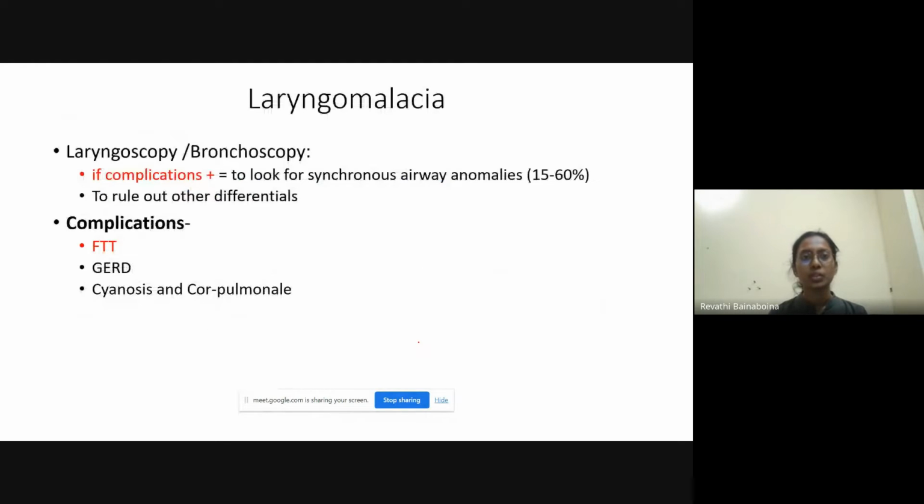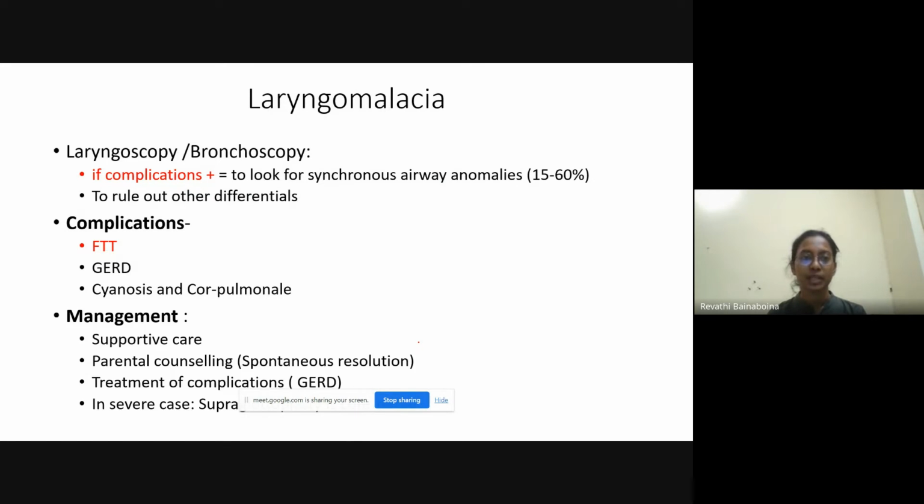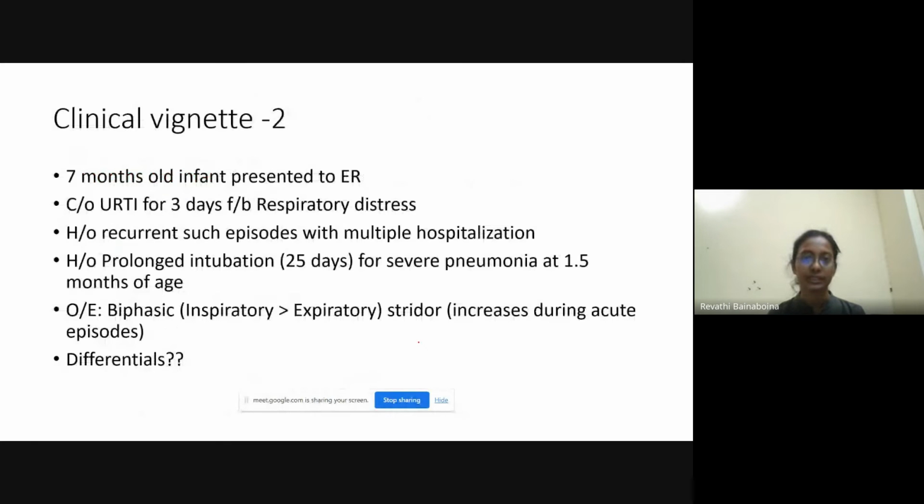Laryngoscopy is done only if suspecting any complications like FTT, failure to thrive, GERD, cyanosis, and cor pulmonale, and to look for any synchronous airway anomalies, which occur in 15 to 60%, and to rule out other differentials. Management includes supportive care, parental counseling, and treatment of complications like GERD. In severe cases, supraglottoplasty is considered.